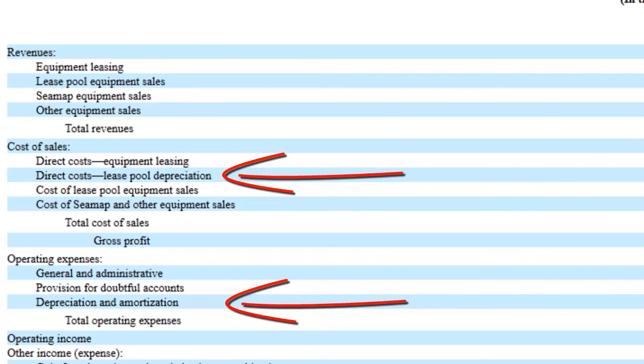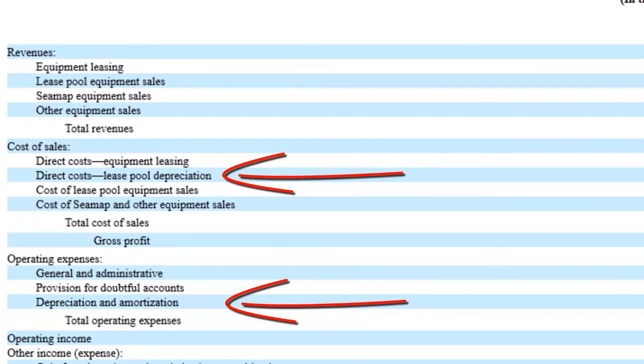Why is it listed twice? What's going on here? I thought that depreciation was only an operating expense. Well, whether the depreciation expense is reported as part of the cost of goods sold or part of operating expenses depends on the asset being depreciated. If the asset being depreciated is used for the manufacturing of your products, then yes, depreciation expense is included in the cost of goods sold. But if the asset is used for selling and marketing activities or maybe research and development activities, then depreciation is part of operating expenses.